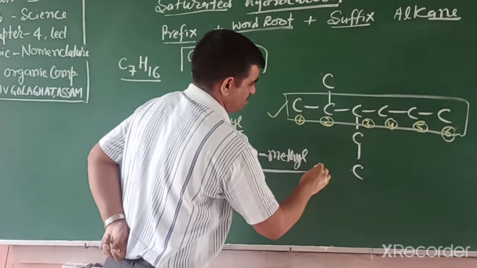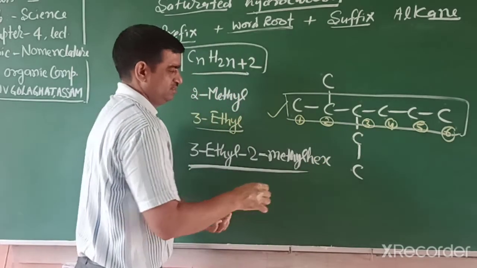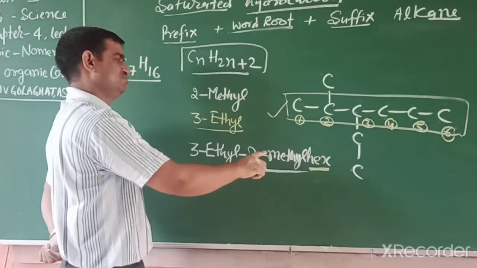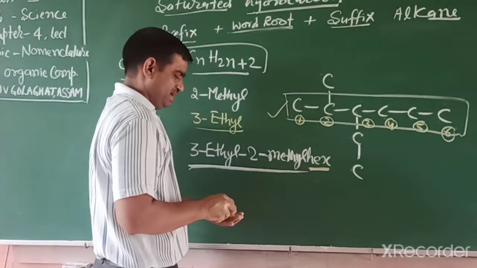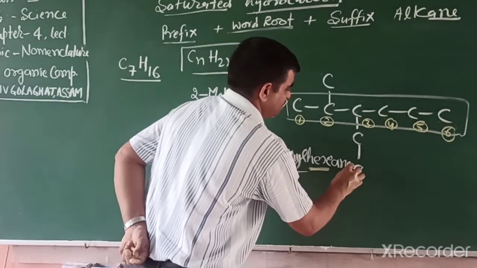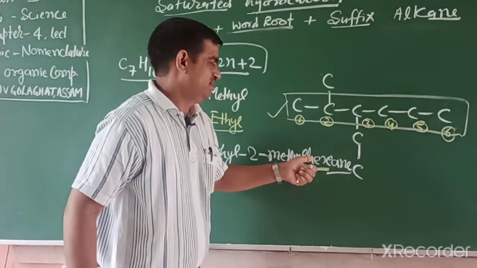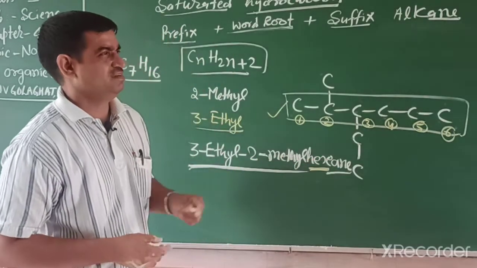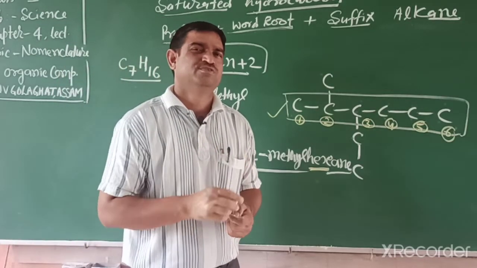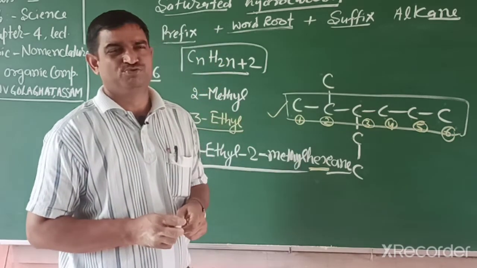Word root means 6 carbon. 6 carbon we have to write HEX. But students, we don't put a gap, means we have to write continuously. Then we write its suffix, single bond, then we write ANE. So its name is 3-ethyl 2-methyl hexane. In this way you can learn. Tomorrow we will discuss more organic compound IUPAC names, different functional groups also.